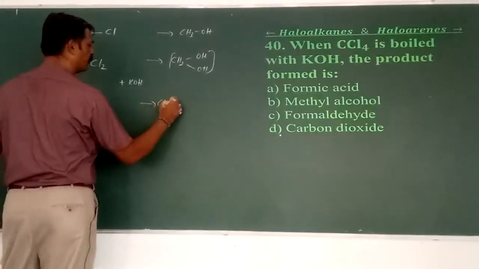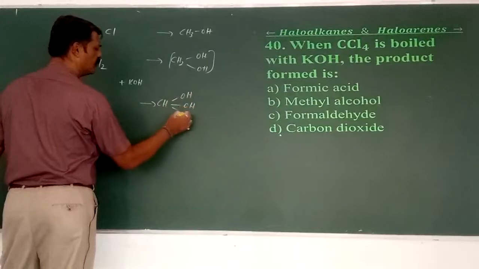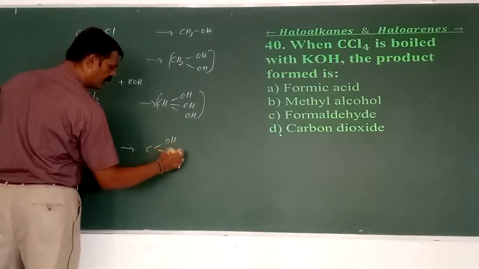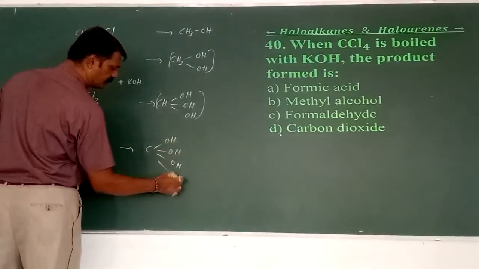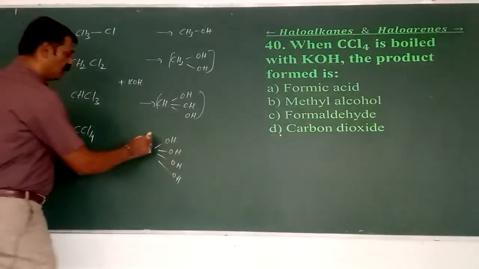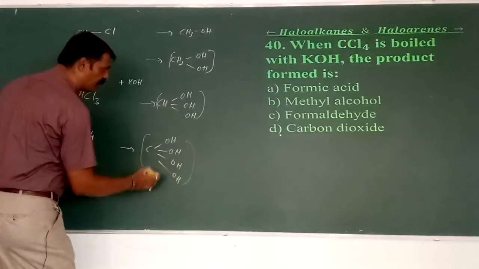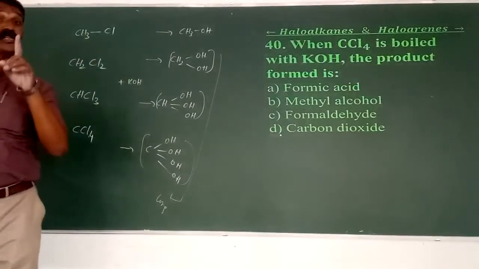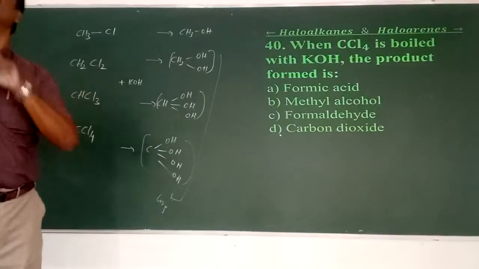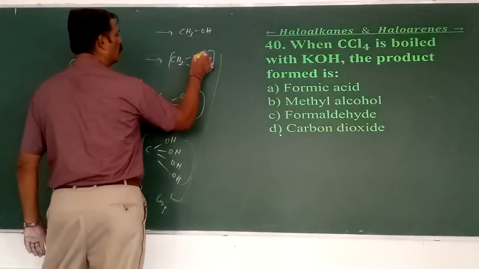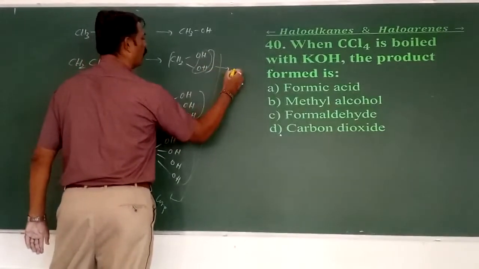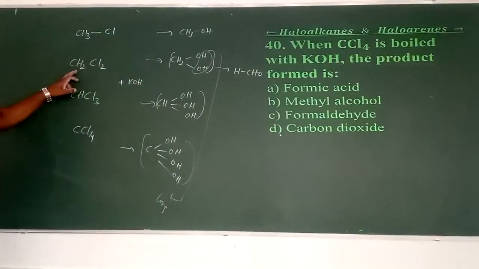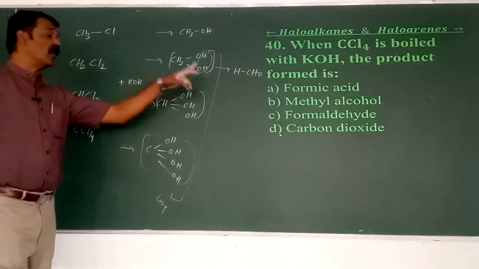Here it forms CH(OH)3. Again unstable. Here C(OH)4. These types of compounds are unstable. These three are unstable. Why? A carbon surrounded by one OH is always stable, but not two, three or four. It undergoes dehydration, removal of water, to form CH2O, called formaldehyde. Methylene chloride undergoes hydrolysis with KOH to form formaldehyde as the product.